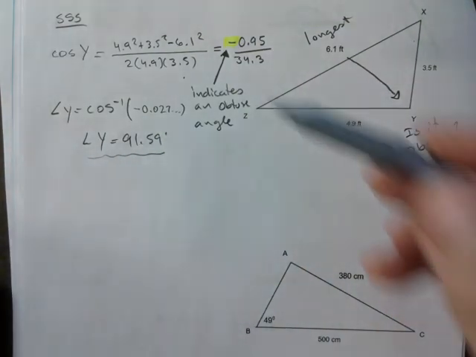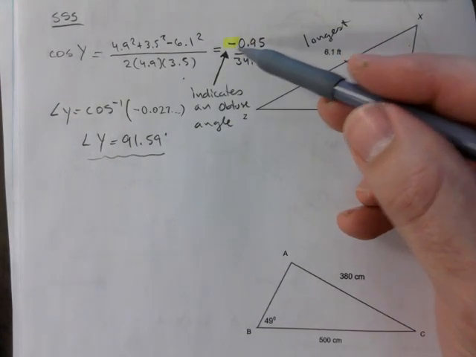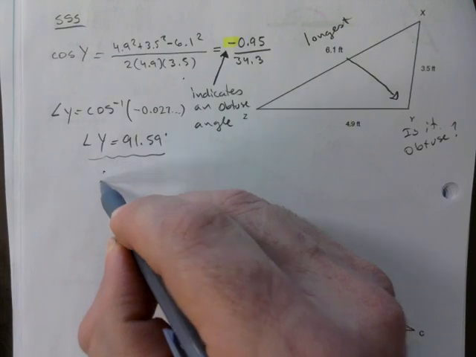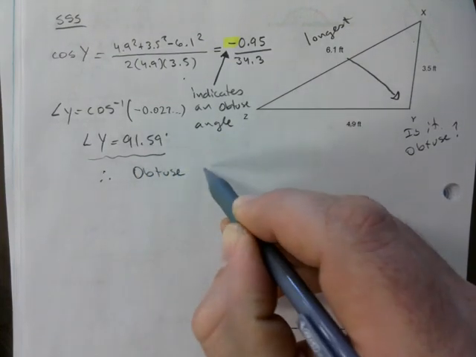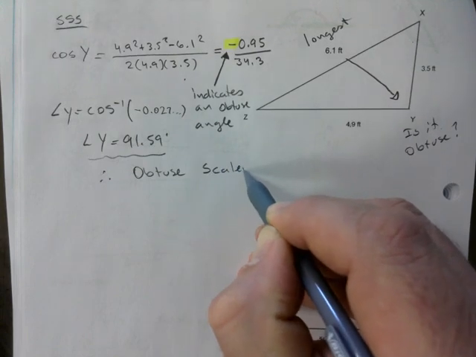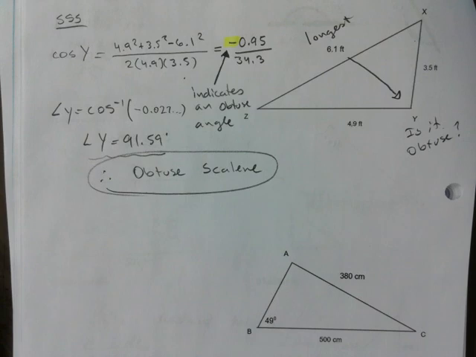You can stop here. You can stop there. As soon as you show me that negative, you can say, therefore, it's an obtuse scalene. That is what I'm after, really. And so this one would be worth more, right? Because you have to use cosine law. You have to know what it means.